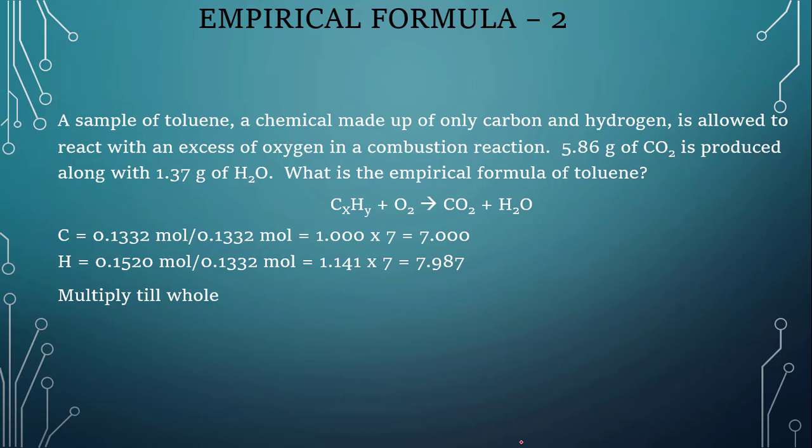In this case, that number happens to be 7, because when you do that, you get 7.9. That can be rounded. When you round them, you get C7H8. So the empirical formula is C7H8.